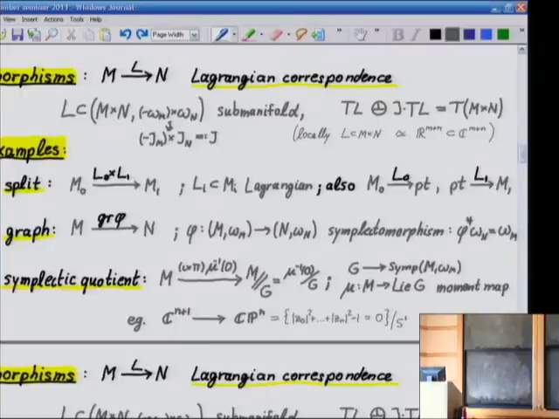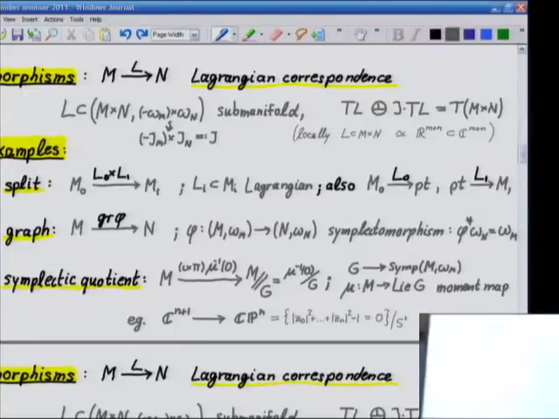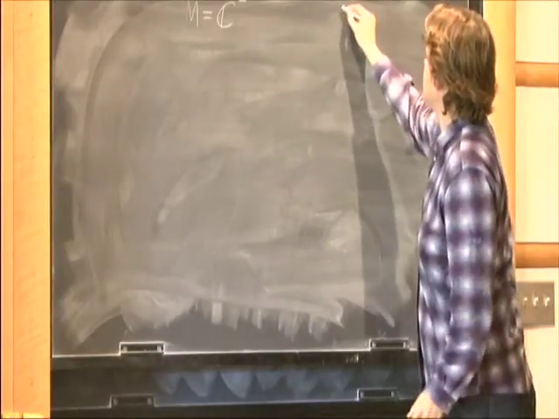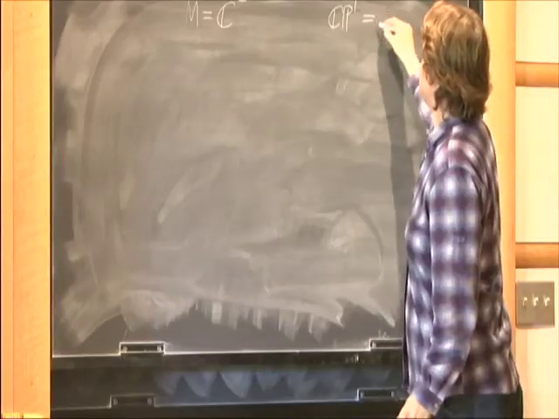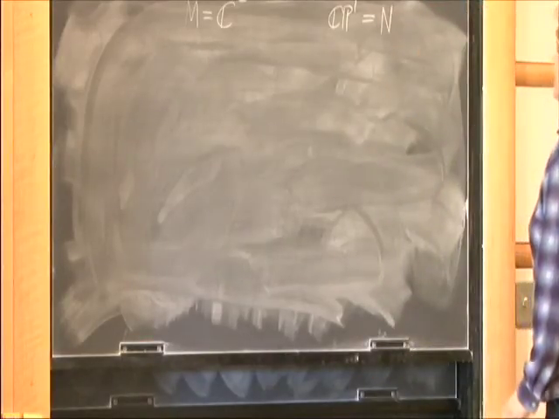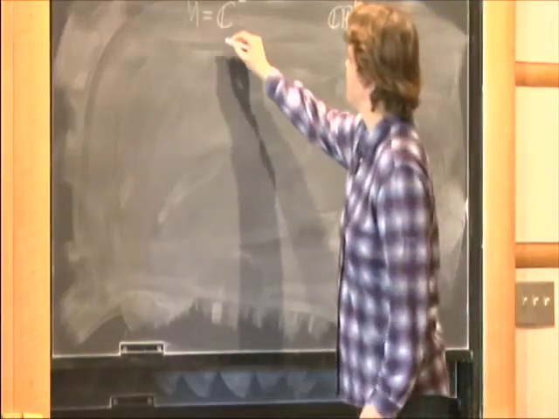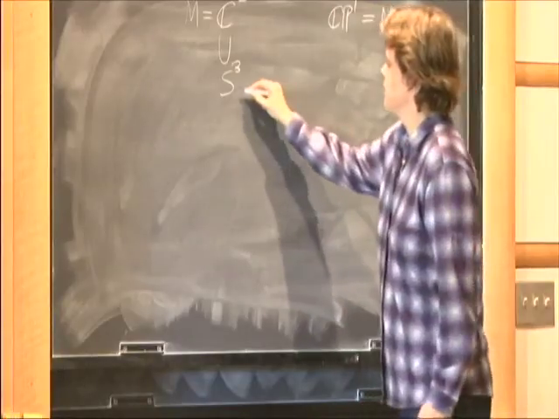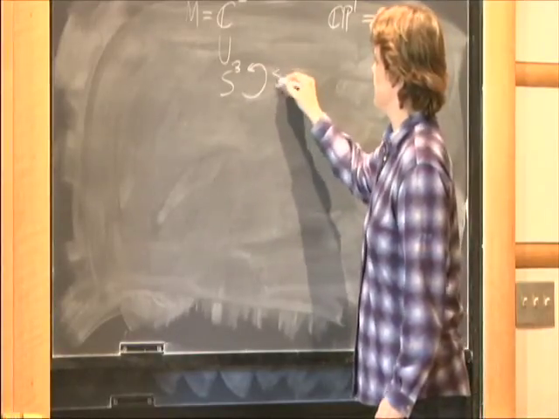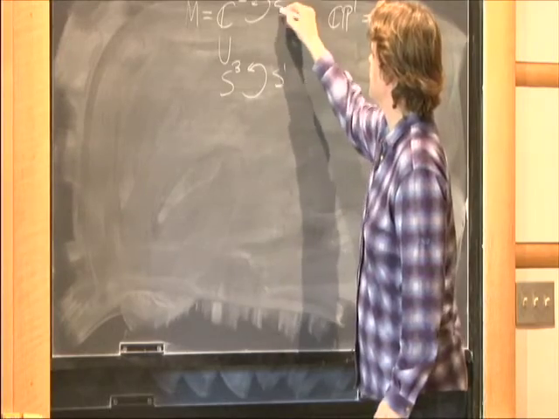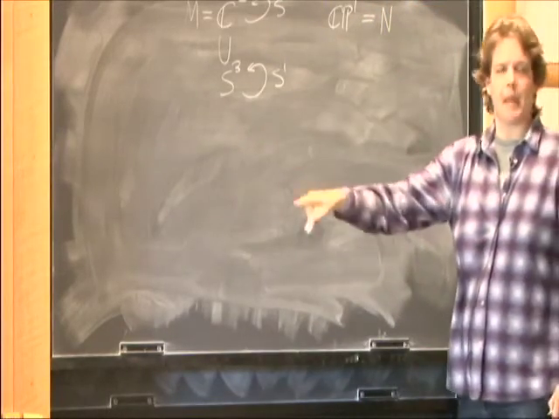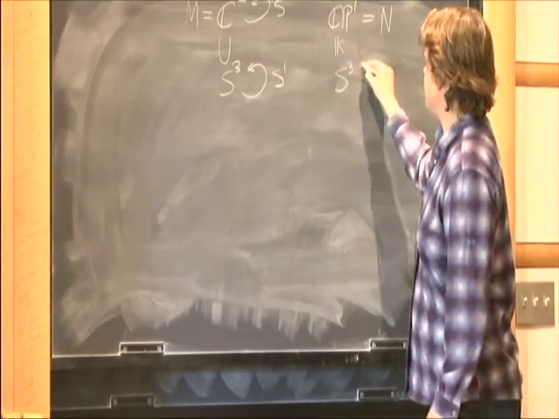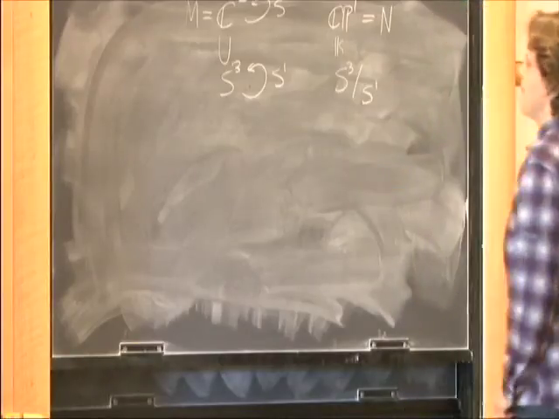So one example of a symplectic quotient is if you take as one symplectic manifold C2, and your other symplectic manifold is going to be CP1. And there is a 3-sphere in C2, and there's an S1 action actually on C2 that preserves this 3-sphere. This is in fact the Hopf fibration. And then the CP1 is S3 mod S1.